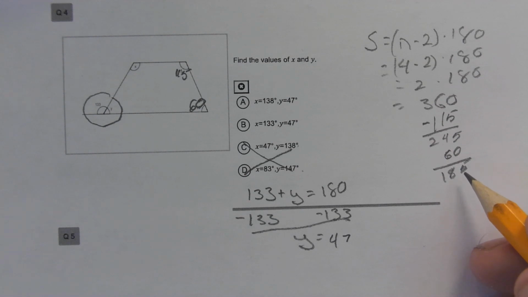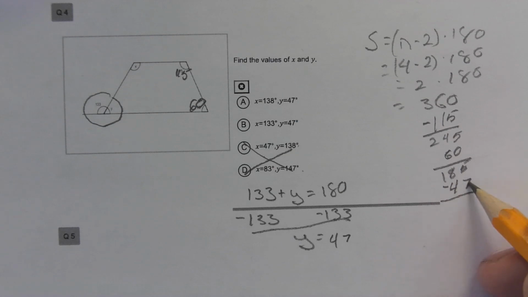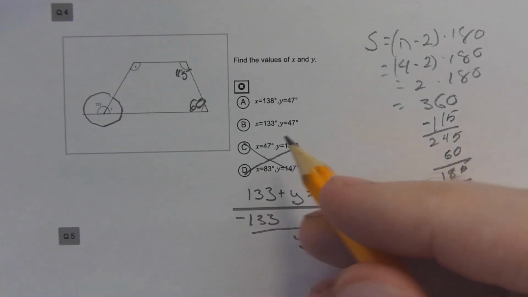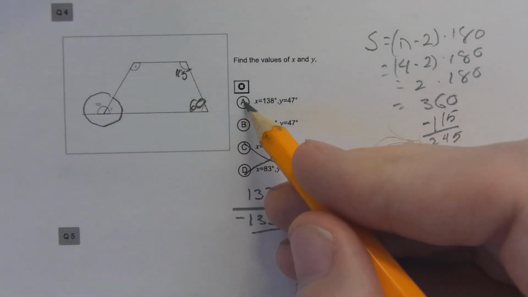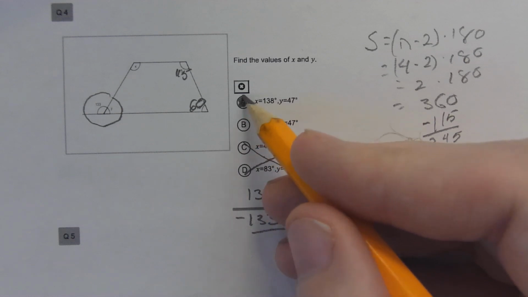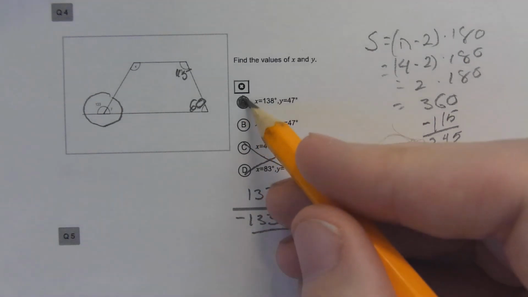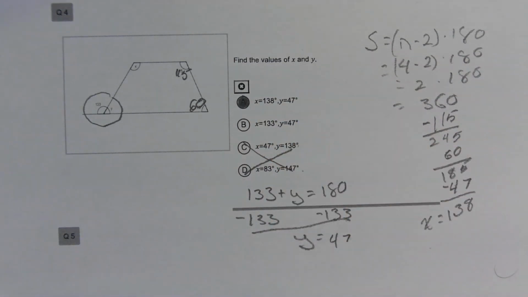So we've got 185 minus 47. Well, 15 minus 7 is 8, 7 minus 4 is 3. So 138, and so that's our x. So 138 and 47, the answer is A. Okay, so we have to find y in order to find x. We can start x, but we have to find y before we can finish finding x.